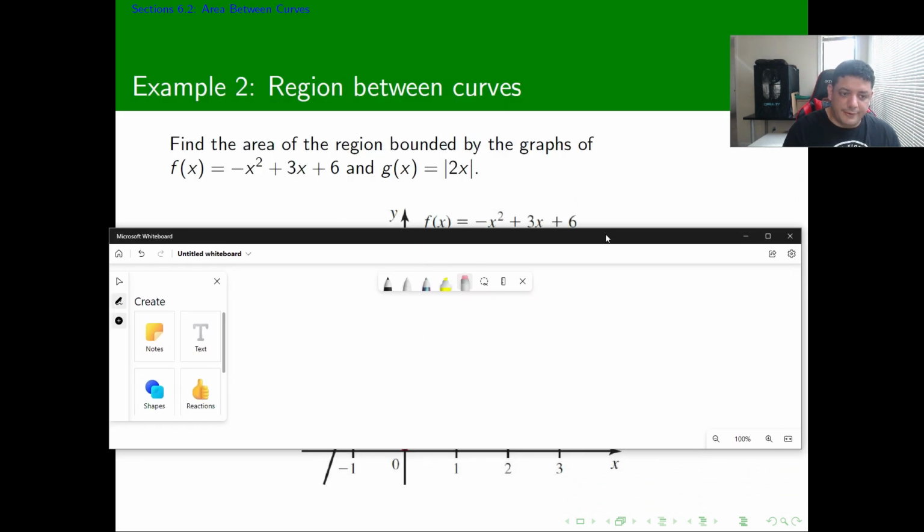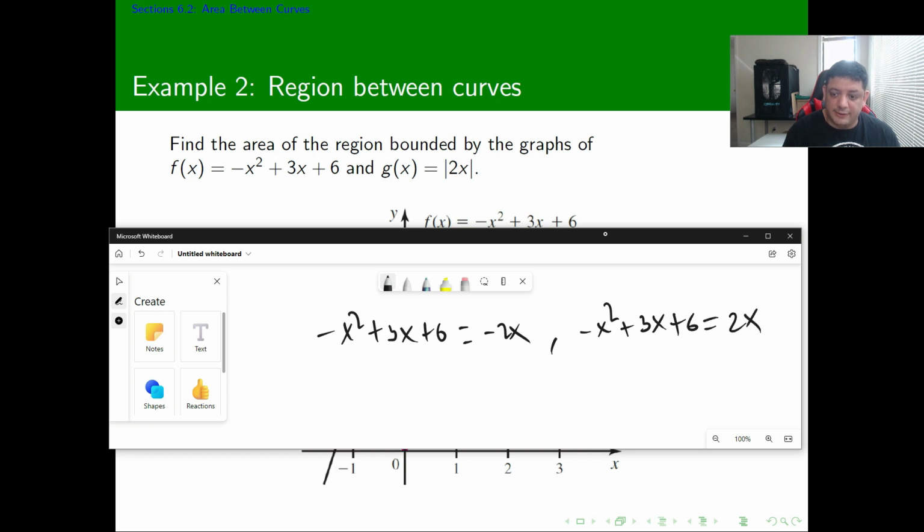So we have where minus x squared plus 3x plus 6 is going to be equal to minus 2x, and that's going to give me the negative intercept. And where minus x squared plus 3x plus 6 is equal to 2x, that will give me the positive intercept.